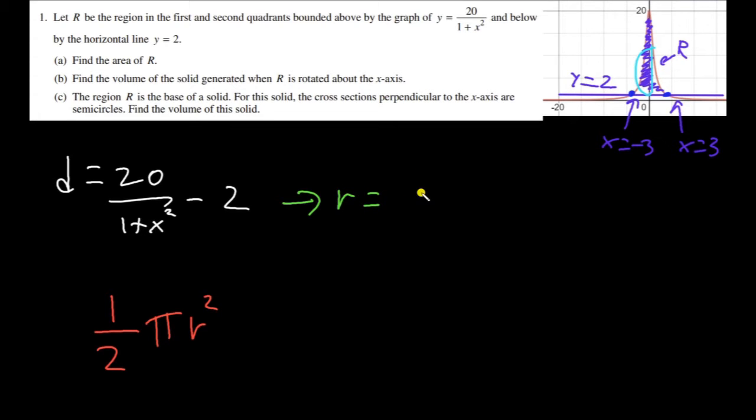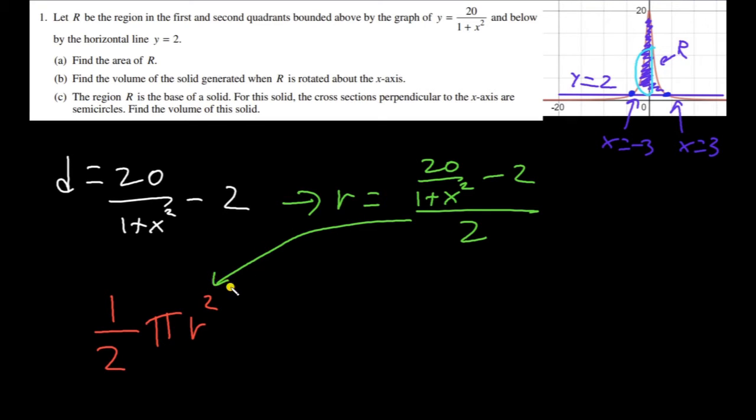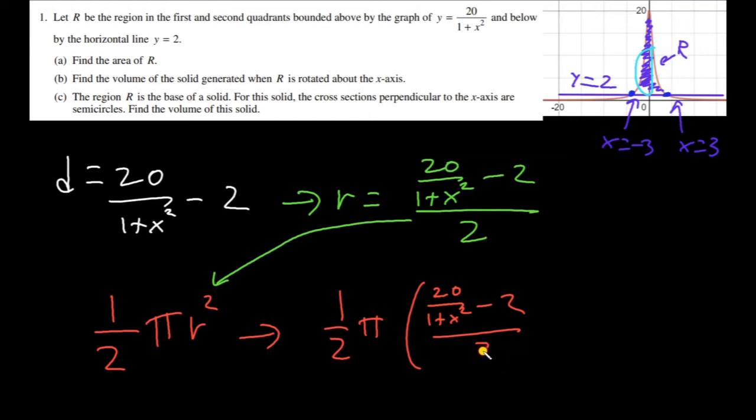If we divide by 2, we'll get 20 over 1 plus x squared minus 2, all over 2. That's our radius. And we'll take this and plug it into here. That's going to give us 1/2 times pi times the quantity 20 over 1 plus x squared minus 2 over 2, squared. So this is the formula for the area.